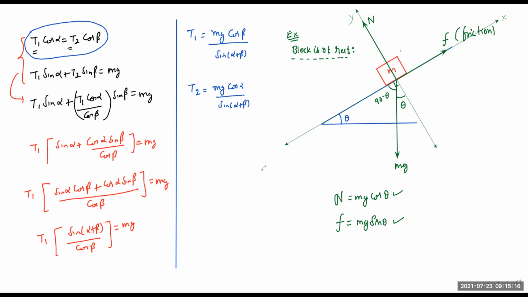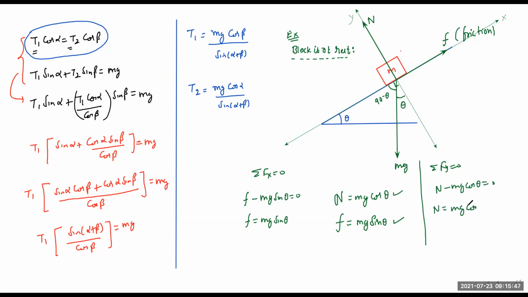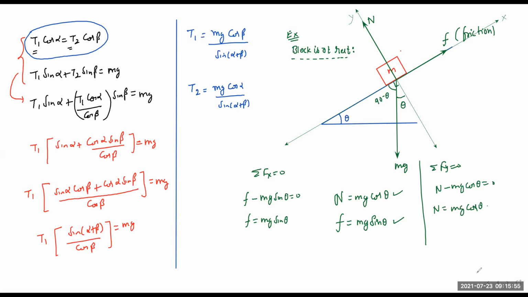So what are the equations? If I want to write the equation, the force in x is 0, and that means F minus mg sin theta equals 0, and that's why F is mg sin theta. And similarly, force in y is 0, so N minus mg cos theta equals 0, N is mg cos theta. Okay, very good. So does anyone want to see this answer? Shall we move to the next page?